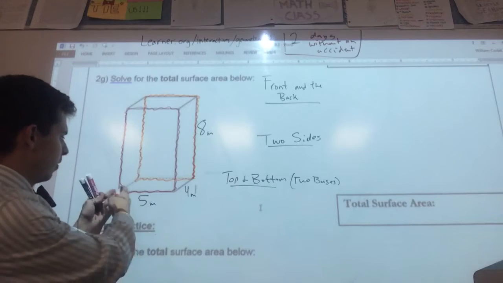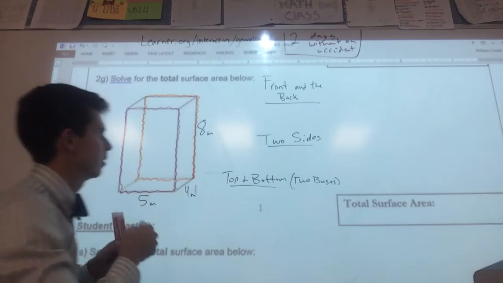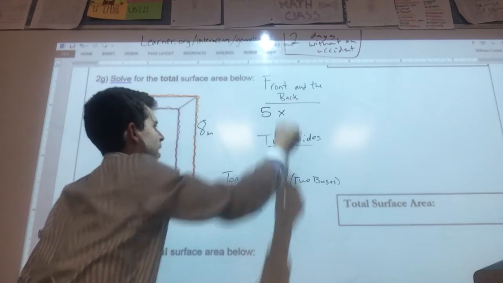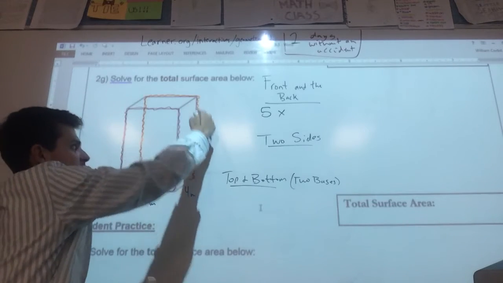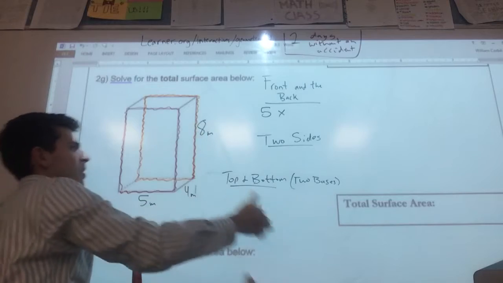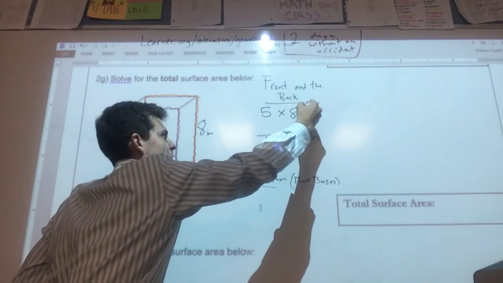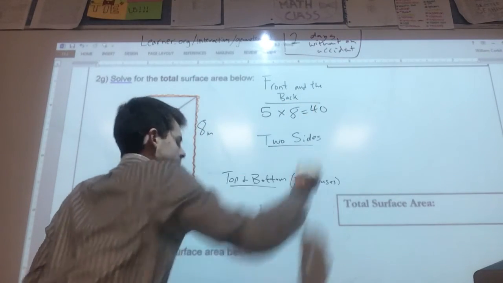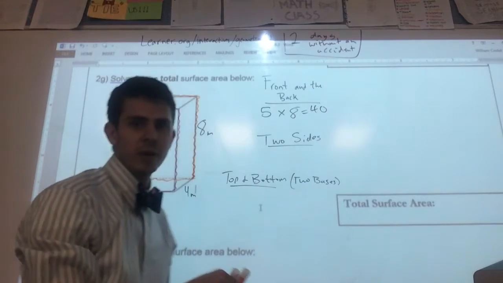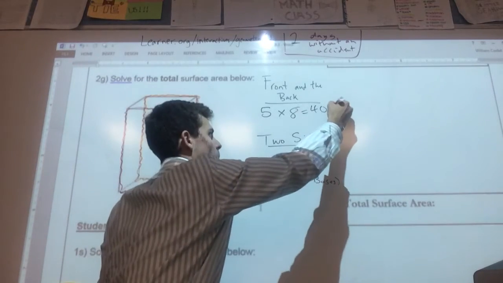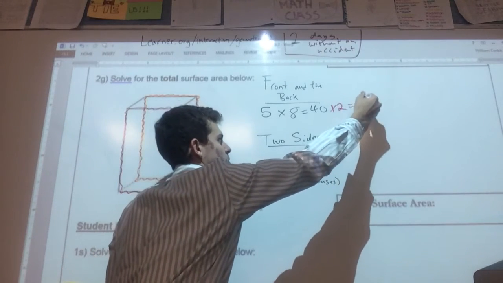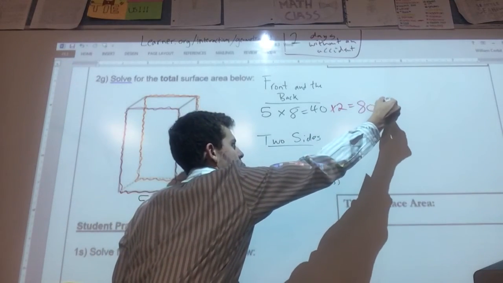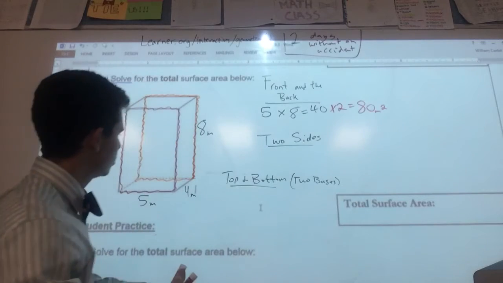So the front one, it's going to be 5 times, and how tall is it? Well, it doesn't give me either of those, but it gives me this one here, and so I can just drag this here, and it's 8. So 5 times 8 is equal to 40. Don't forget, I need to times 2. Why? Well, because there are two equal sides. So that's going to be equal to 80 meters squared. Two sides.